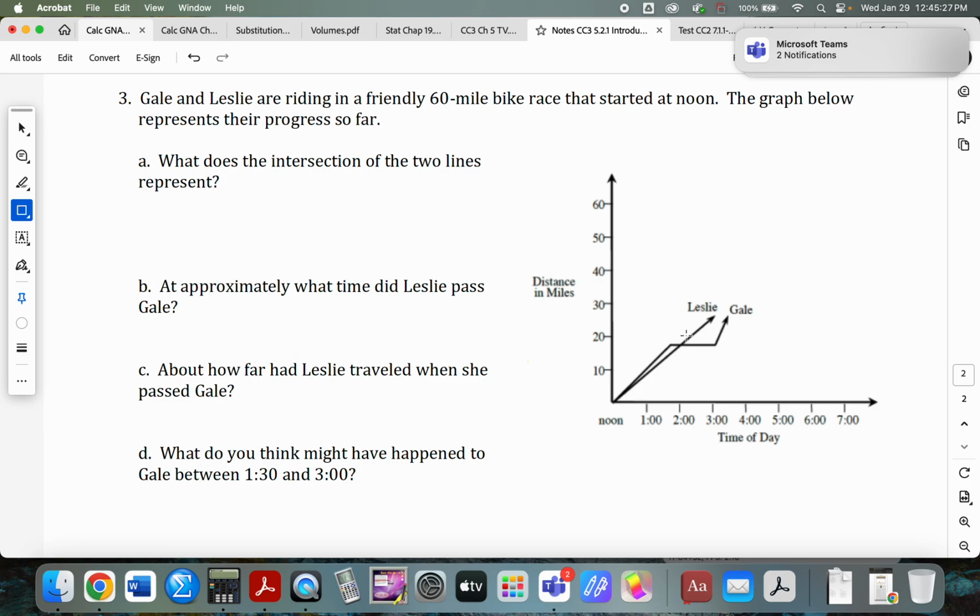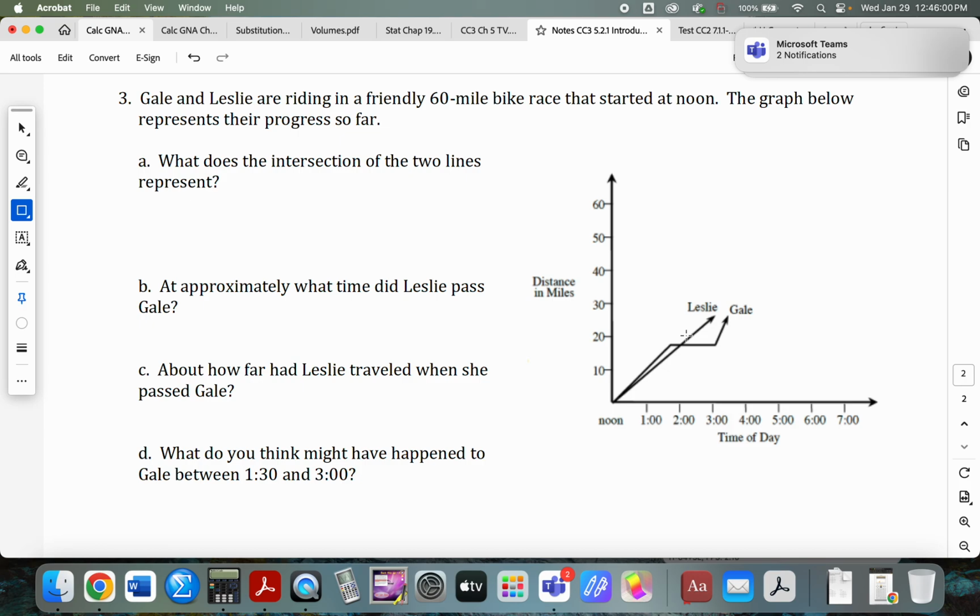Yeah, and again, it's not as creative as some of your answers, but I think the most likely thing is she had some sort of mechanical malfunction because she's not moving at all. Her distance isn't changing, so she's in one place for an hour and a half. So maybe a little less serious than her bike broke in half, but maybe some other kind of mechanical problem.